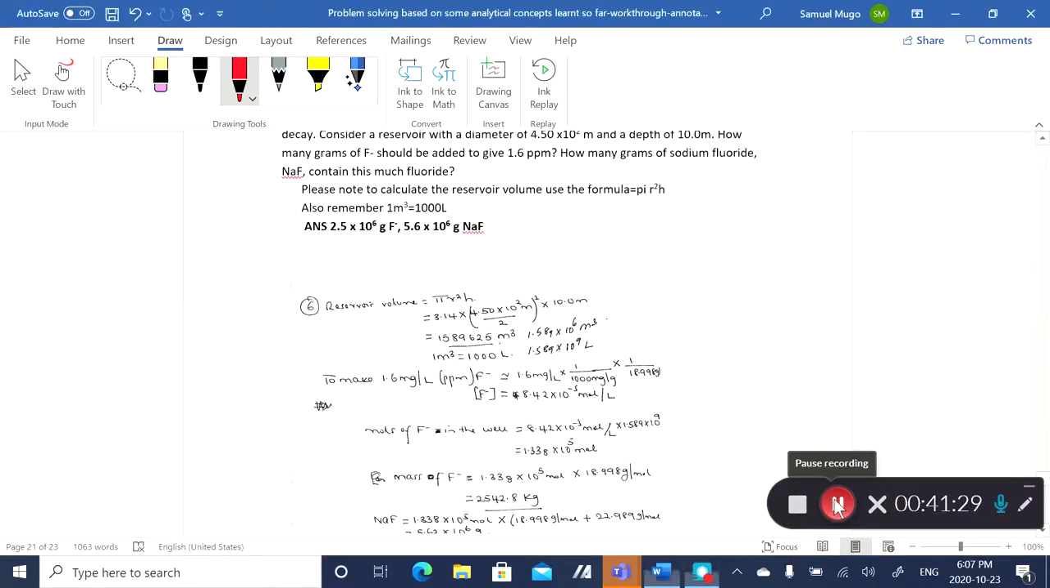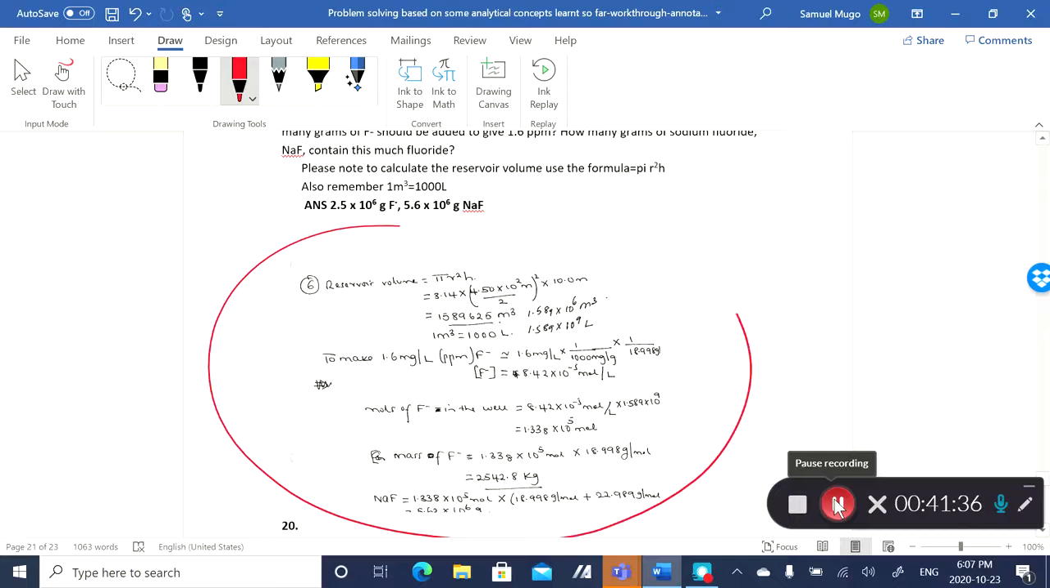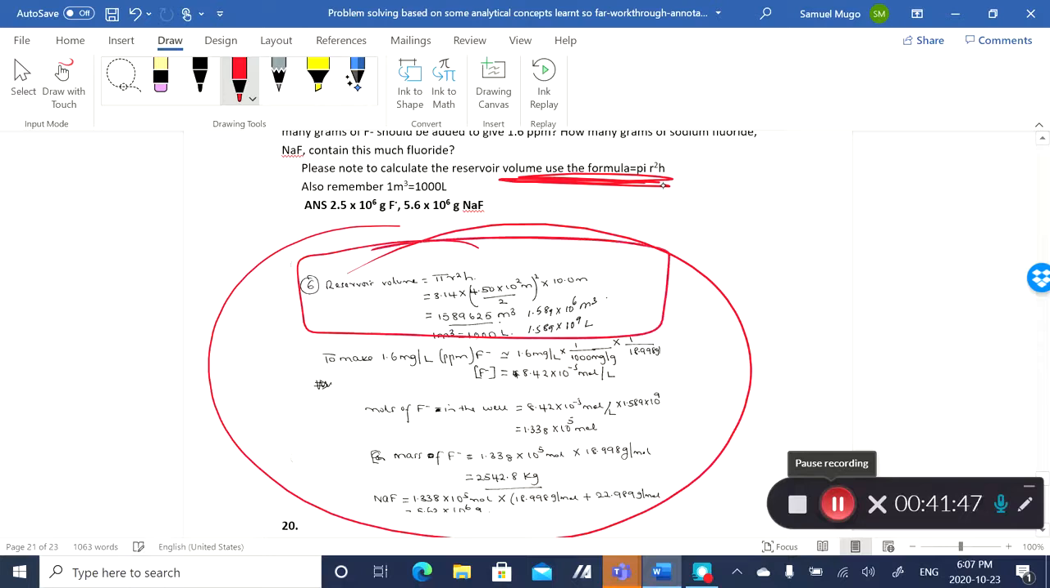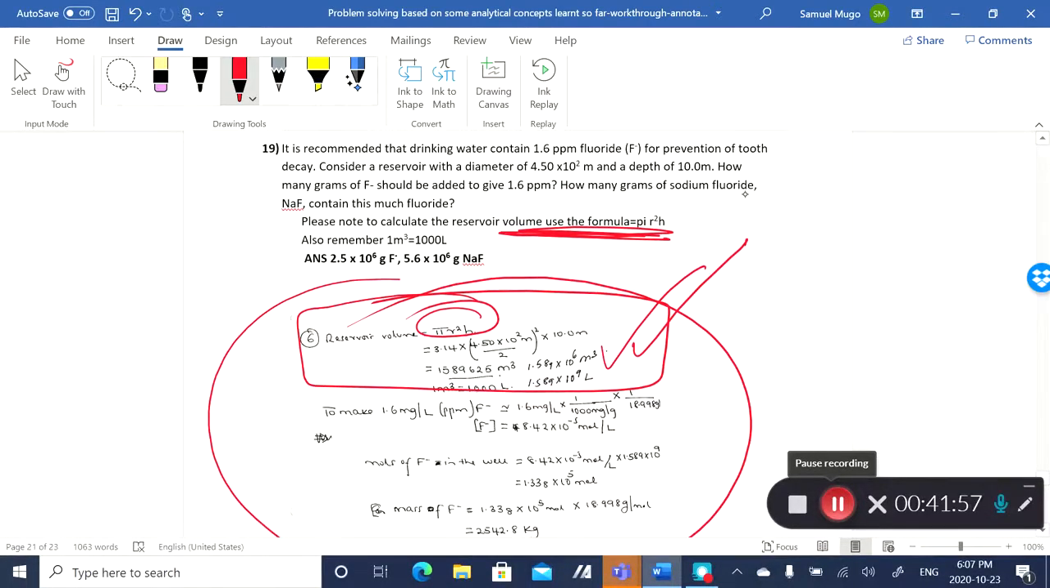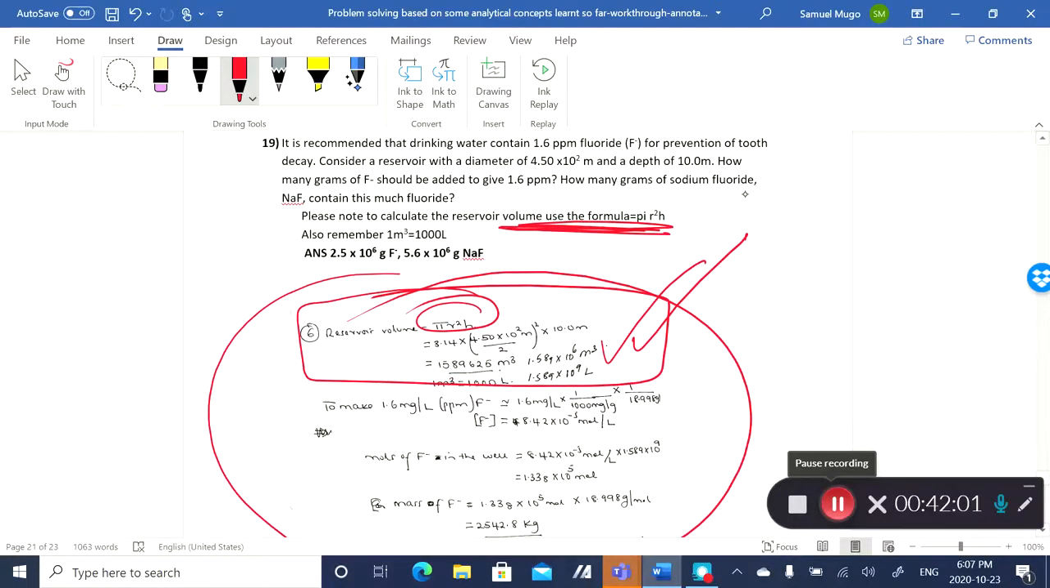So question number 19, let me not go through the details. I think it's fairly straightforward, but I've given you the solution to that problem here. Maybe the only thing I needed to remind you is how to calculate the volume of a cylinder. The volume of a cylinder is calculated by pi r squared times the height of that cylinder. And that way you can calculate the volume of the reservoir of what you're trying to fluoridate.